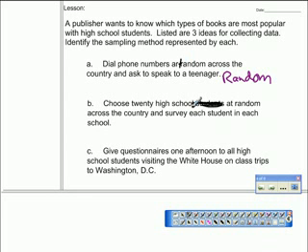Now, when I look at this, what I see is groups. They're picking 20 high schools and surveying the whole group in that school. Cluster, right? That's cluster. And then the last one: give questionnaires one afternoon to all high school students visiting the White House on class trips to Washington, D.C.